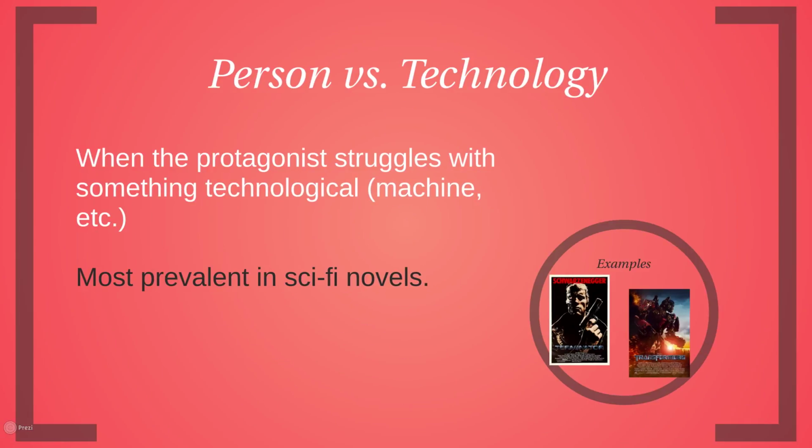Our final is person versus technology. This is when the protagonist struggles with something technological, such as a machine. You see this mostly in sci-fi novels, and sci-fi movies. We will not read a lot of person versus technology, but when you do your independent research or your own reading, this might be your favorite genre, so this might be what you gravitate towards.